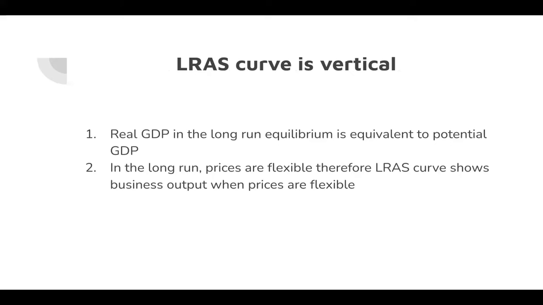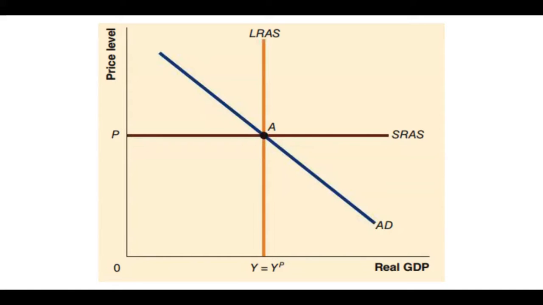And lastly, the long-run aggregate supply curve is vertical because real GDP in the long-run equilibrium is equivalent to potential GDP. In the long run, prices are flexible. Therefore, the long-run aggregate supply curve shows business output when prices are flexible. And this is a diagram which shows the price level and real GDP, and our aggregate demand curve is downward sloping. Our short-run aggregate supply is horizontal, and our long-run aggregate supply is vertical. And we have our equilibrium at point A.